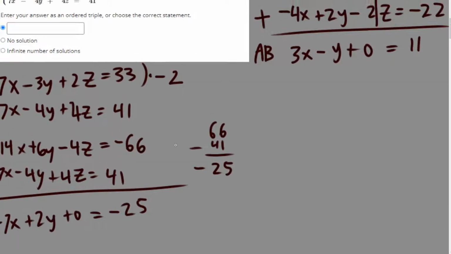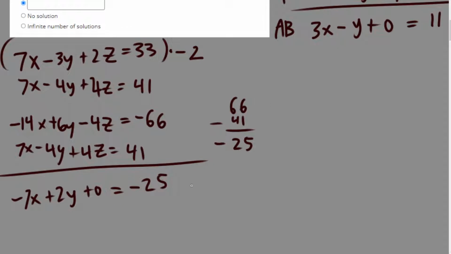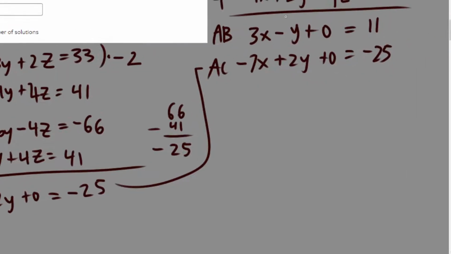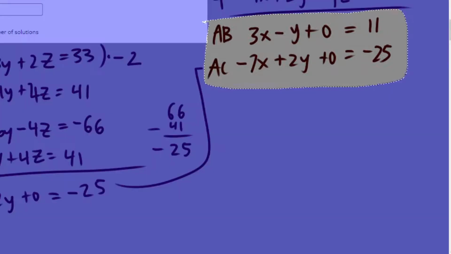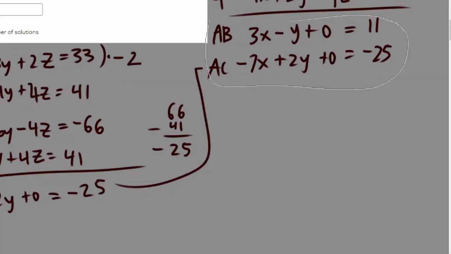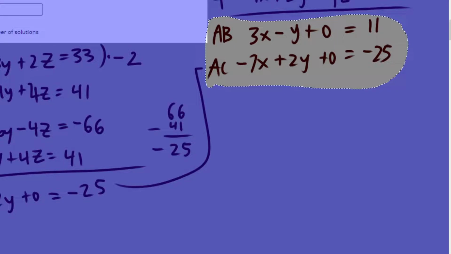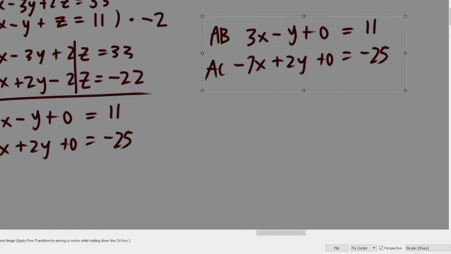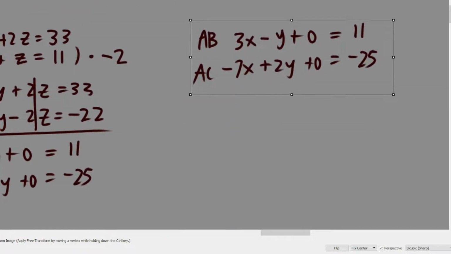Now we'll take these two, and this is going to be AC. And now we can compare these two: negative 7x plus 2y plus 0 equals negative 25. We can treat these two equations as if it's a completely separate problem. We want to solve these like another, completely separate system of equations.